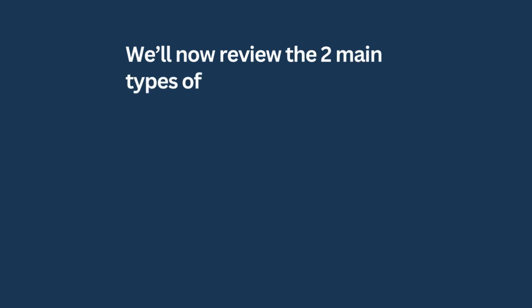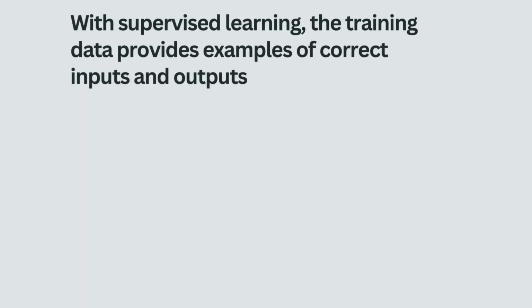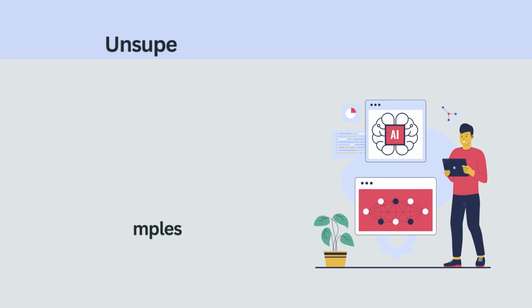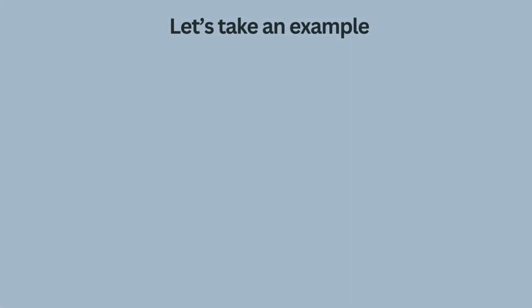There are 2 main types of machine learning: supervised learning and unsupervised learning. With supervised learning, the training data provides examples of correct inputs and outputs. The computer analyzes these to learn relationships and make accurate predictions on new examples. Unlike supervised learning, the key difference with unsupervised learning is that it finds hidden patterns in unlabeled data without examples of the right answer. Let's look at an example.